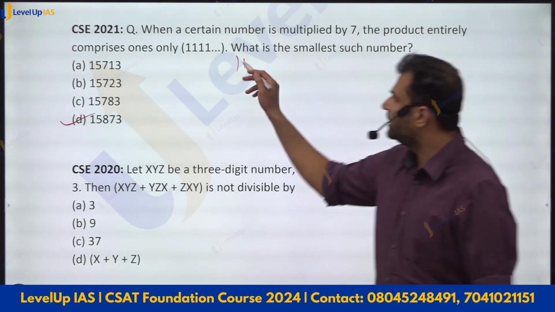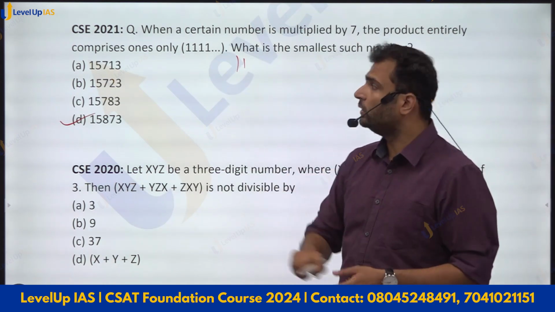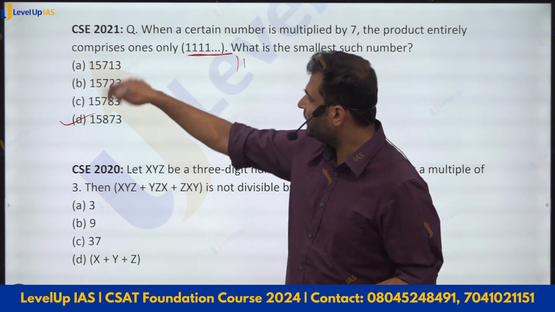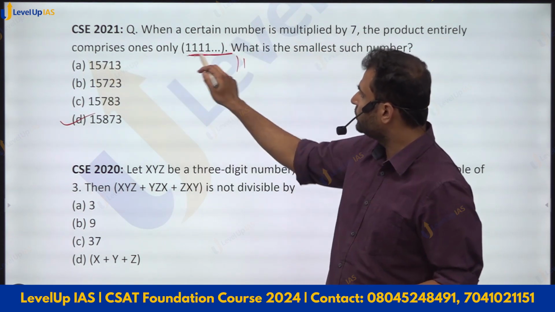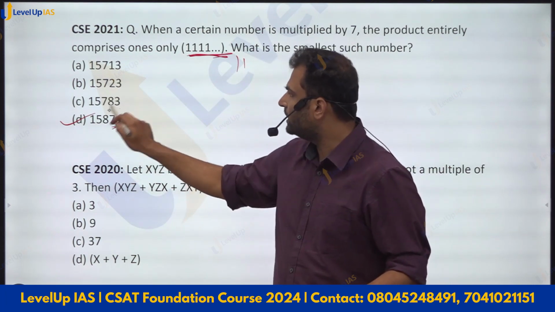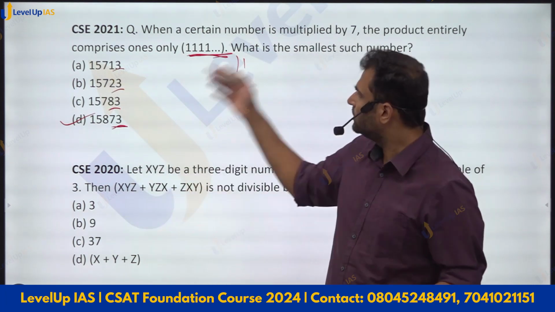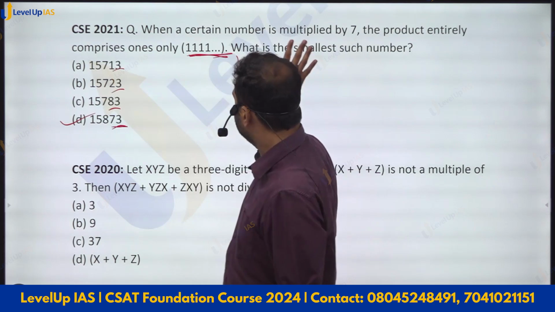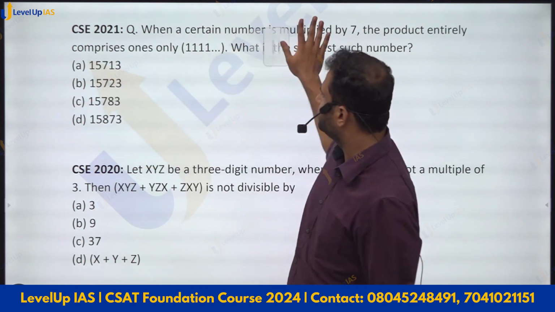You just have to perform multiplication, and the only condition is, when we multiply any of these numbers by 7, all you should get is 1 1 1 1 1 1. And even if you perform only the last 2 digits, you can easily arrive at the answer as option number D.